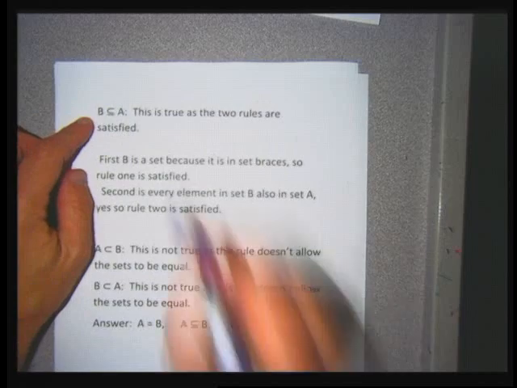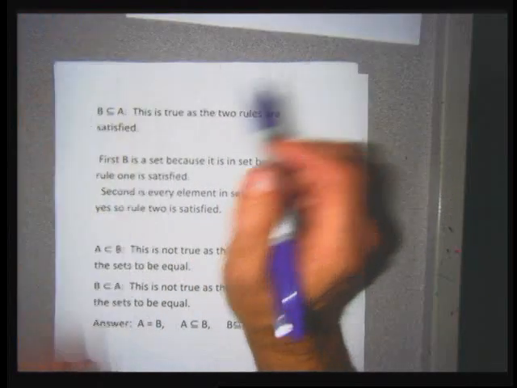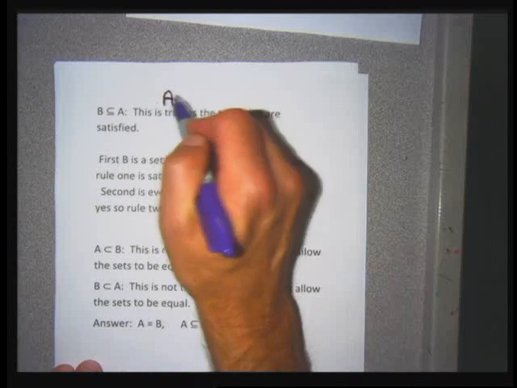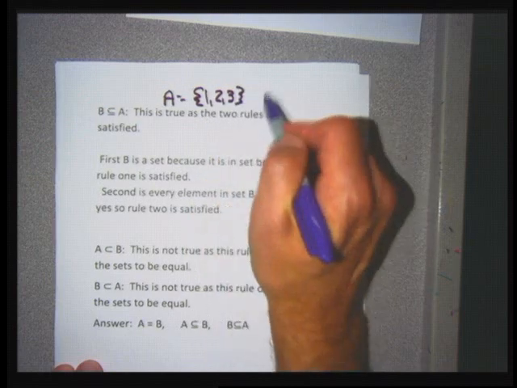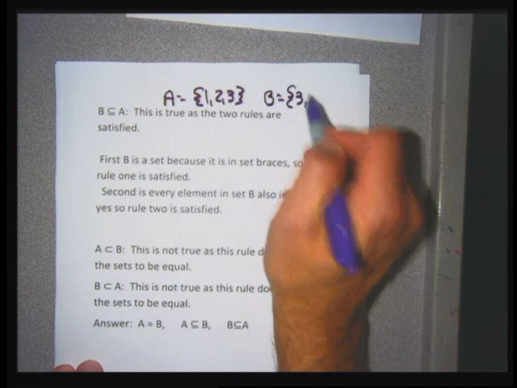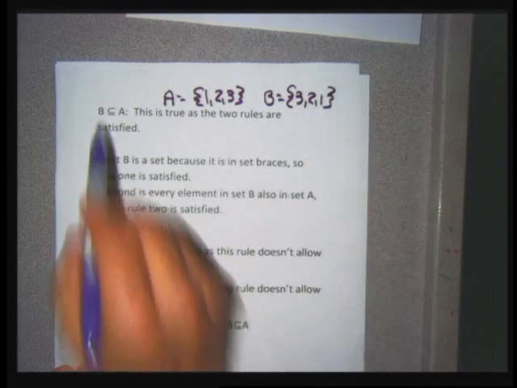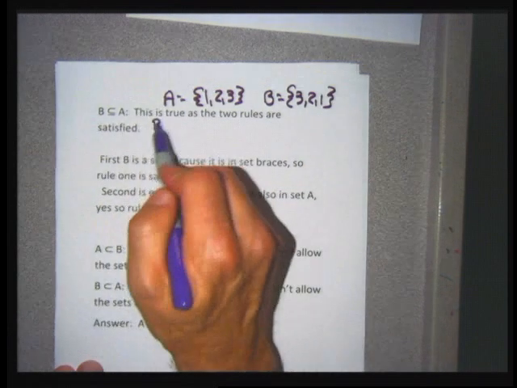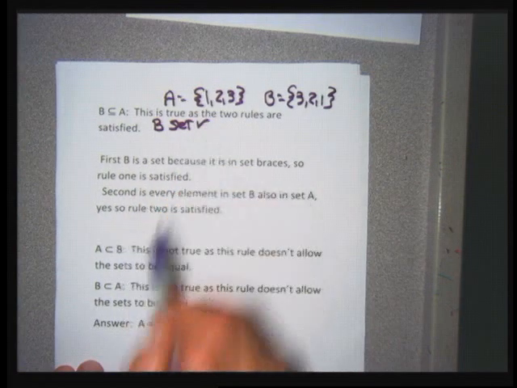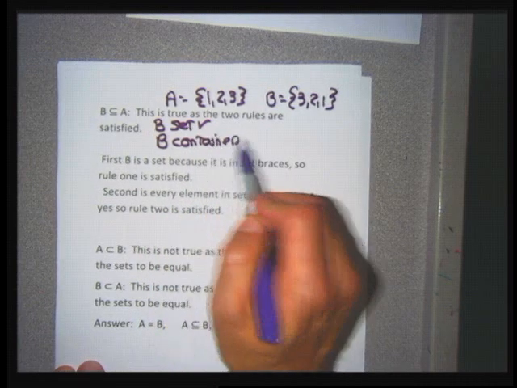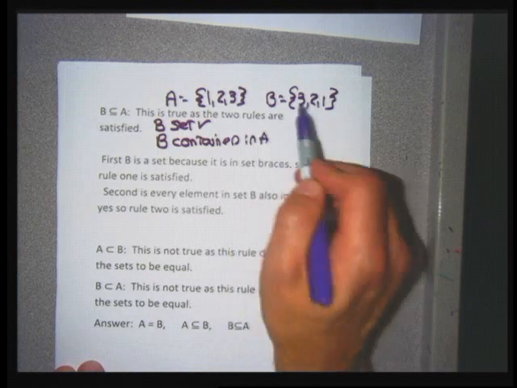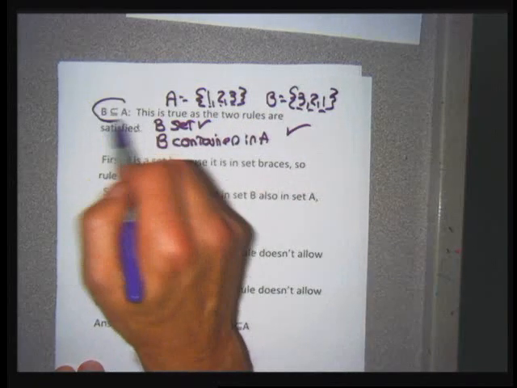So the next checking is B a subset of A. Well, I should write down what these sets are again because I won't remember them. So A was the set 1, 2, and 3. B was the set 3, 2, and 1. And for B to be a subset of A, B has to be a set, and that's definitely true. It's in set notation. And B has to be contained in A, and it's okay to be equal with that symbol. So it is definitely contained in A because everything in B, 3, 2, and 1, is also in A. So this is true. So this is going to be a part of my answer.